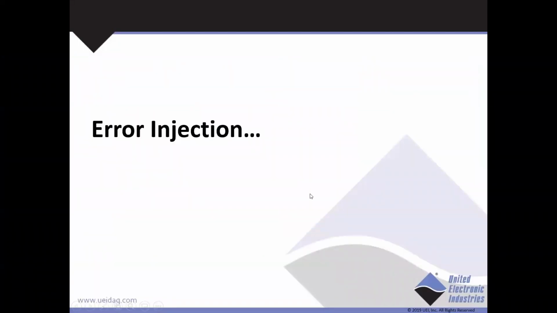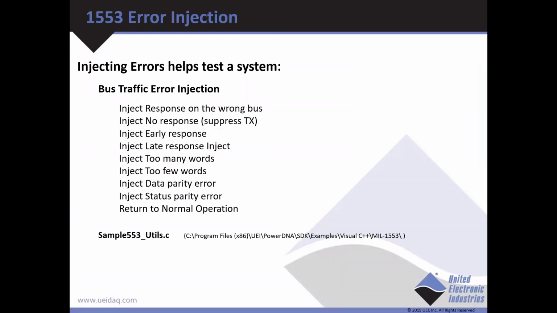Now let's go over some error injection. Injecting errors helps test a system, and there are a few very important errors to consider first. Making your data early or late on the bus, having too many words or too few words, or a parity error. All this functionality is available in our sample 553 utils.c.